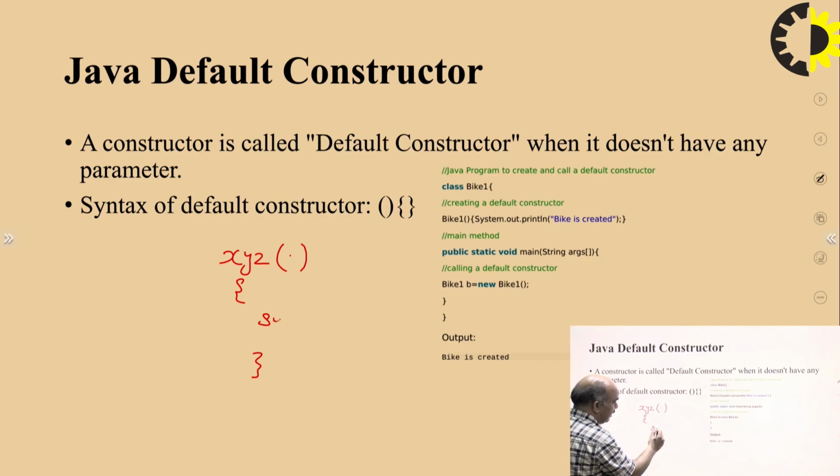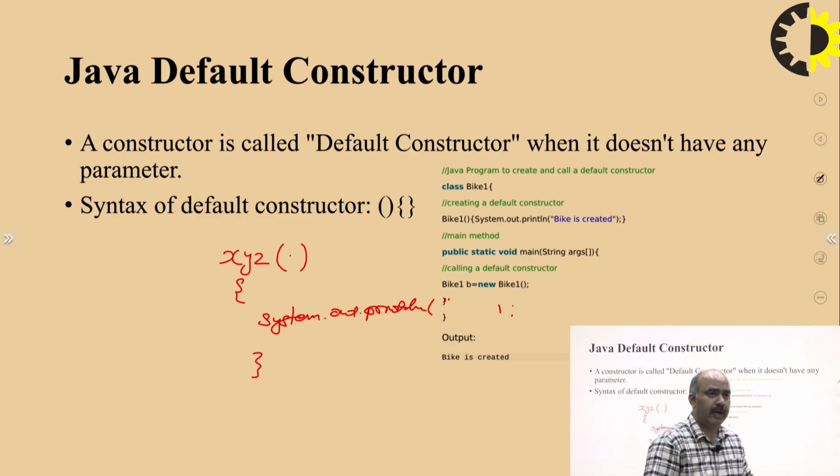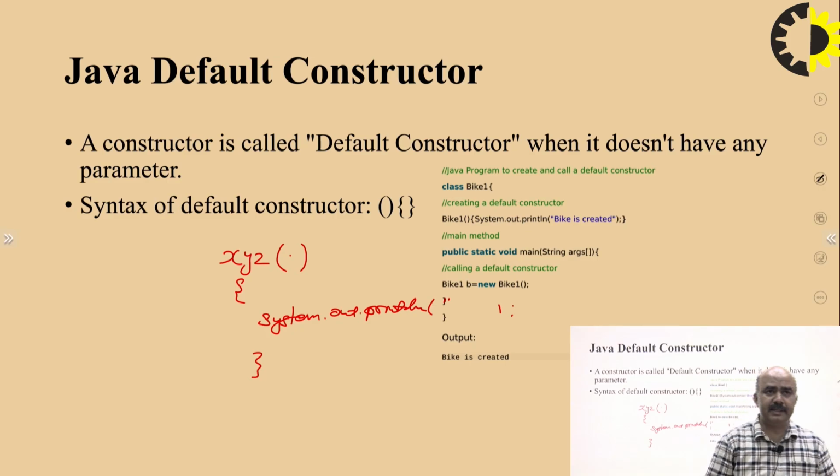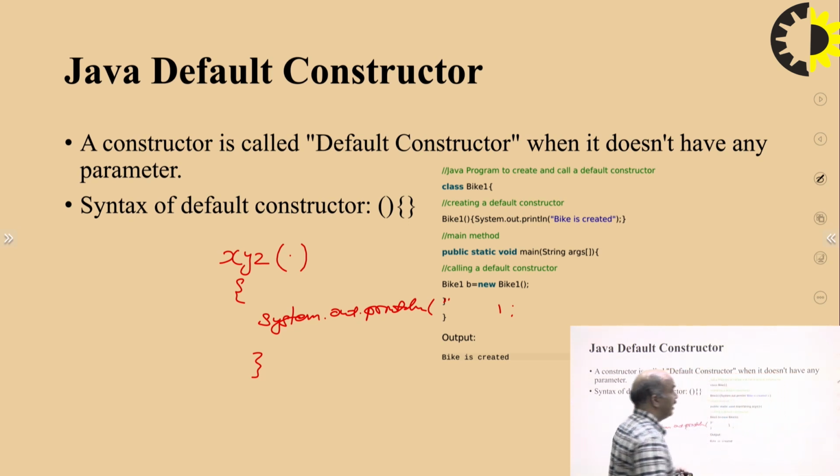System.out.println and so on. In this way the default constructor, or any constructor, can be defined. In this case we are taking no arguments in the constructor. So in this example, this is a Java program where we create a constructor and call it a default constructor.